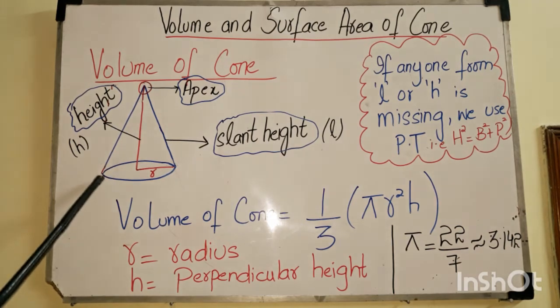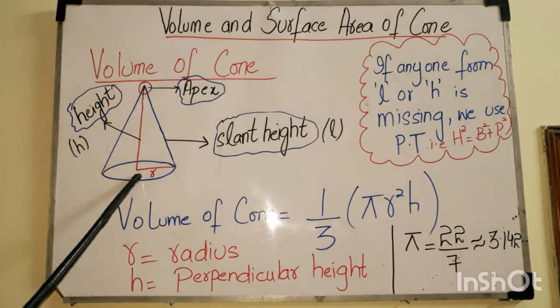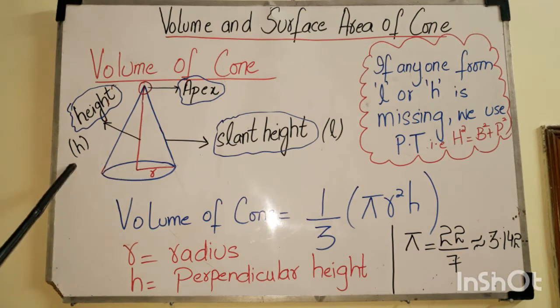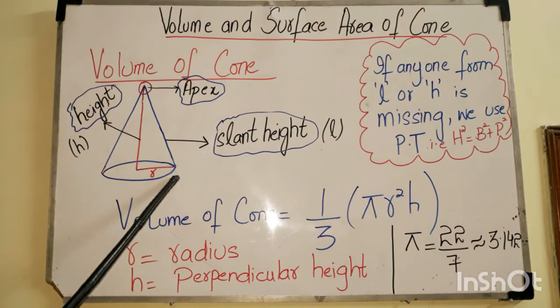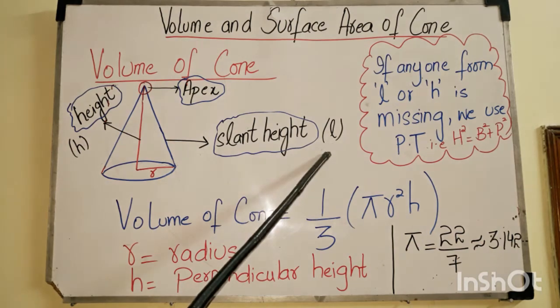A solid figure with a circular base and a curved surface joined at a common point, which is called the apex, is called a cone. From the apex we drop a perpendicular to the midpoint of the base, that is called the height and is represented by the letter H. From the apex to the circumference of the circle we draw a line, which is called the slant height, and that is called L.